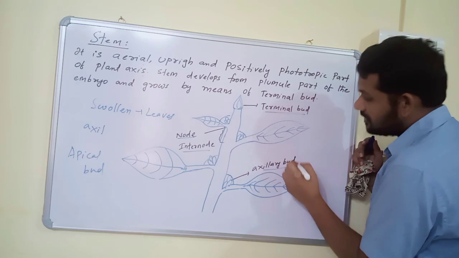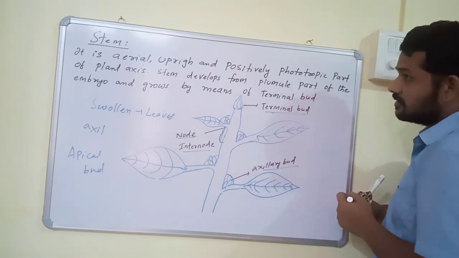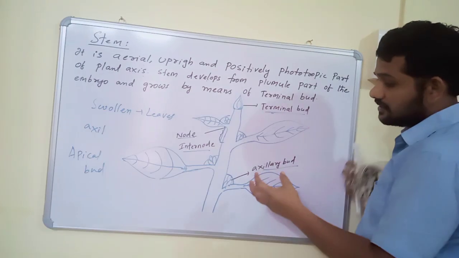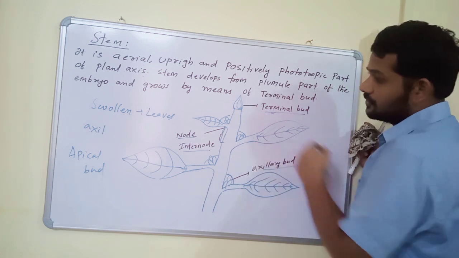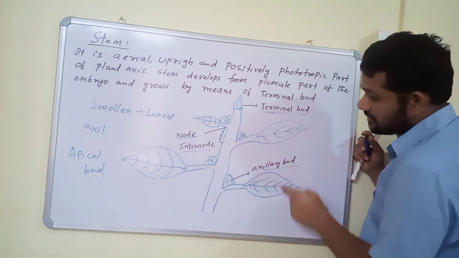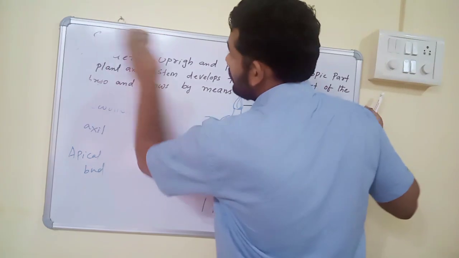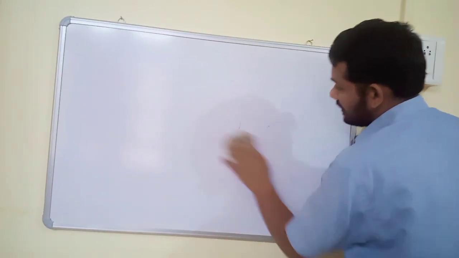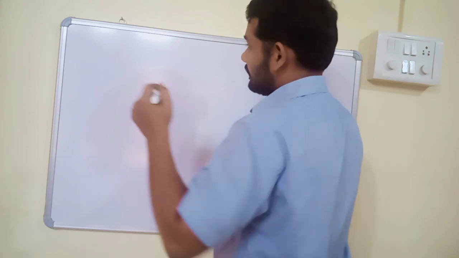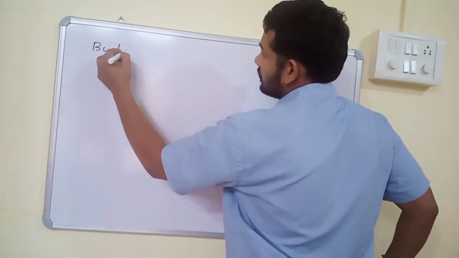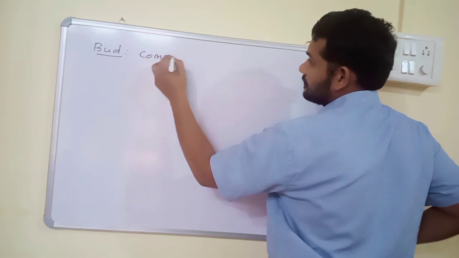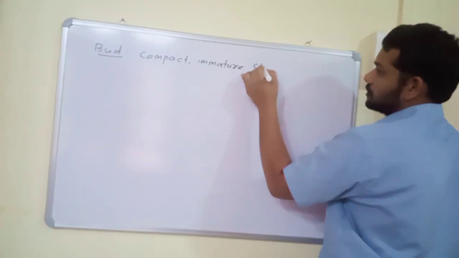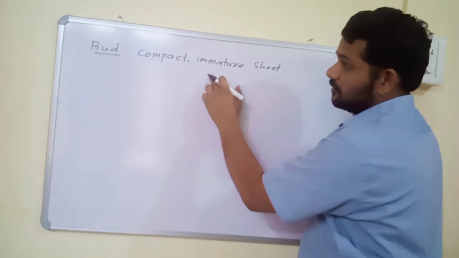These two buds, axillary buds and terminal buds, later give rise to branches, or they are modified into flowers. That's why a flower is a modified shoot. So what is a bud? A bud is a compact immature shoot which has a growing point.